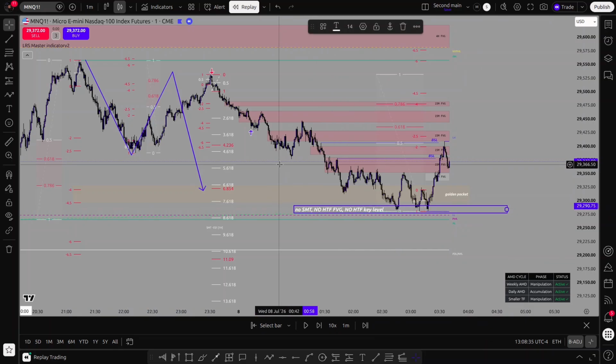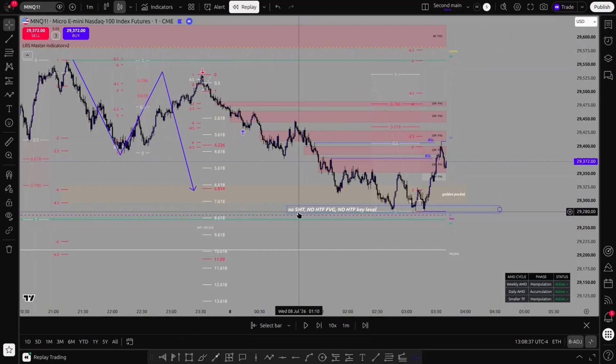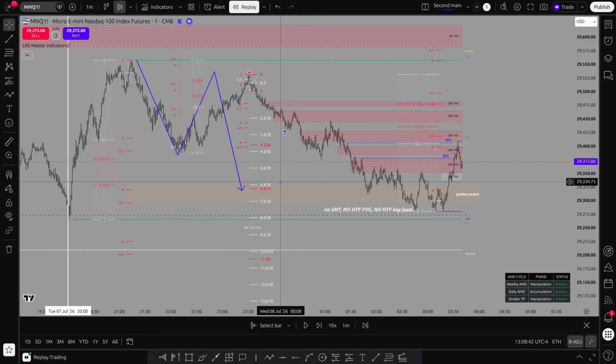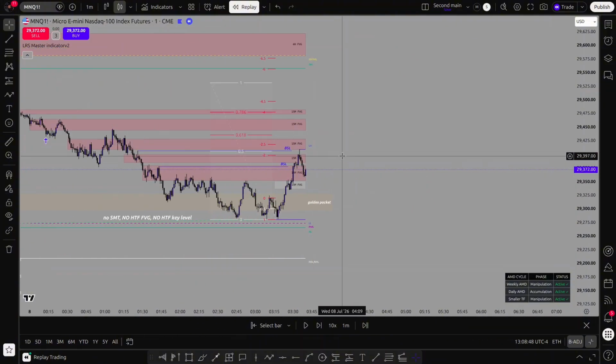You wouldn't trade that. Once again, no SMT, no higher time frame key level, no higher time frame fair value gap. The only thing aligning with each other is the extension levels and the equilibrium. That is not high probability.